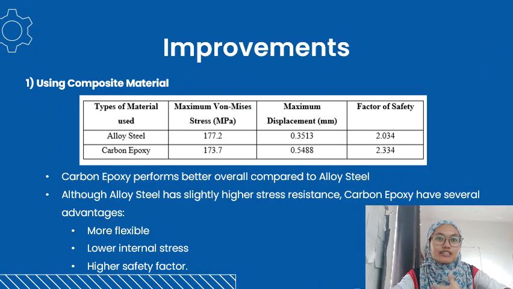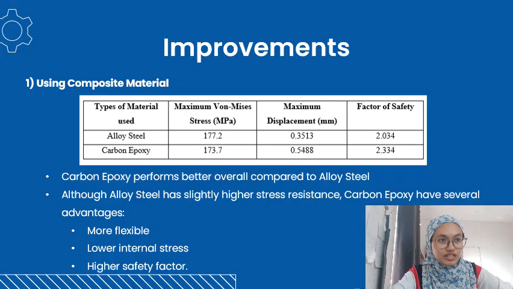Next, I will explain the improvements that we can make to the leaf spring, and why improvement and innovation is important, because we want to improve our product and also make the product safer. So for the first improvement, we try to simulate using another material, which is a composite material, specifically carbon epoxy. We decided to simulate this material because we refer to a journal that we found. It says that carbon epoxy is stronger than alloy steel.